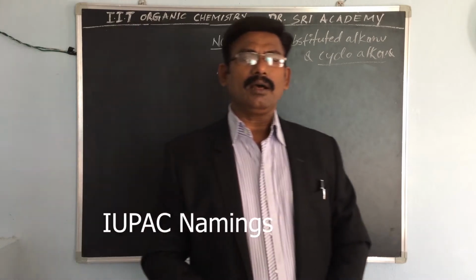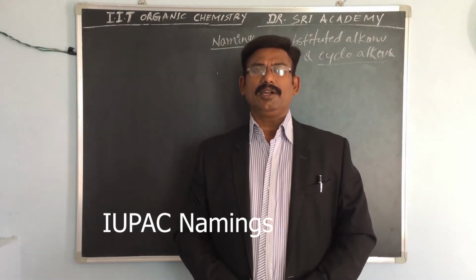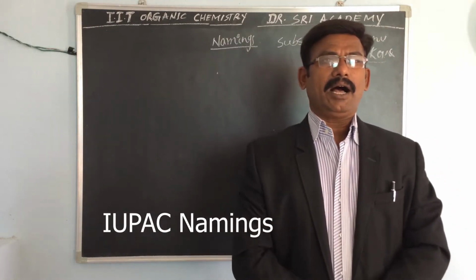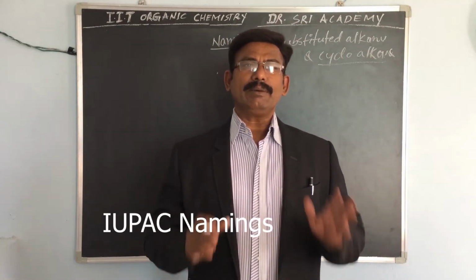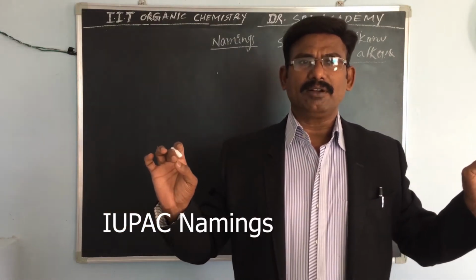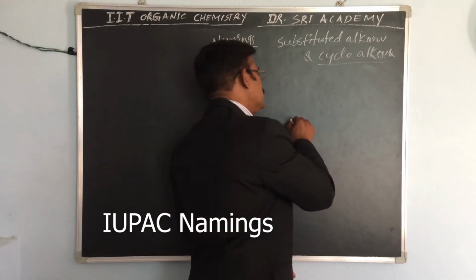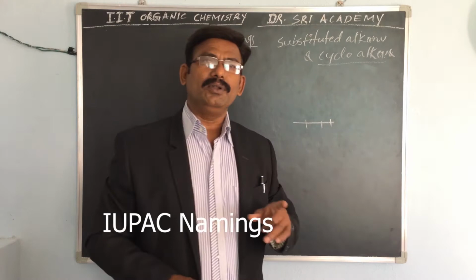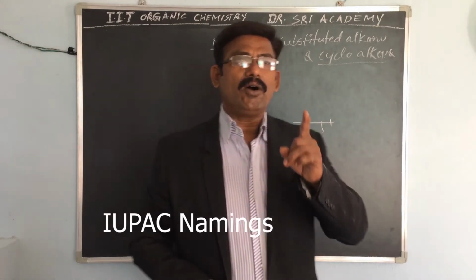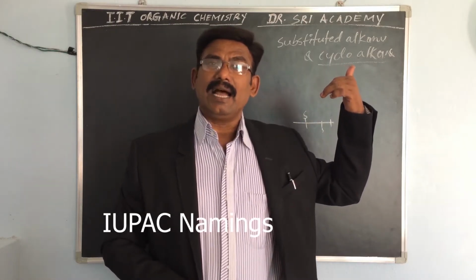So how can you name substituted alkanes and cycloalkanes? We already discussed naming in the introduction chapter and the alkane chapters. Now in group C, how can you give the names? Some rules and steps are there. Just listen to the steps; I will explain them. The organic compound contains a substituent, a long chain with substituents, from group C, meaning alkanes and cycloalkanes.